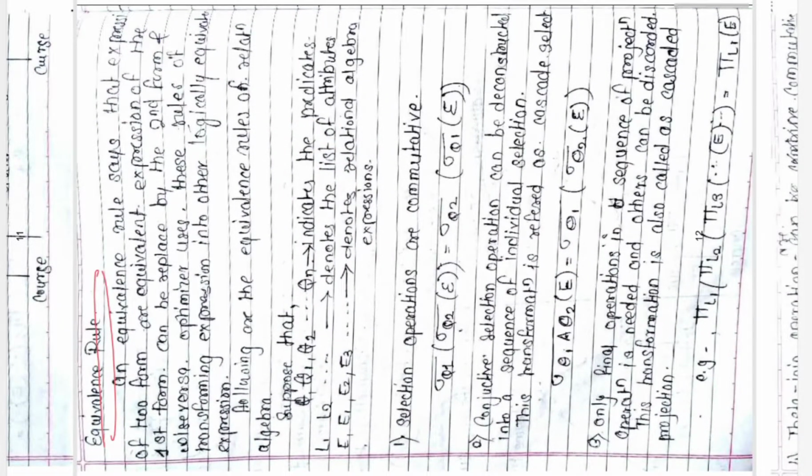So that is nothing but the equivalence rule. The definition has been written. If I am able to transform the first form of expression into another form, then it is called an equivalence rule, right? There are different rules we are going to talk about, but for that purpose we will require some notations. The first notation is theta 1, theta 2 up to theta n, that indicates the predicates which we apply on the relations. Then the next one is L1, L2 up to Ln, that denotes the list of attributes.